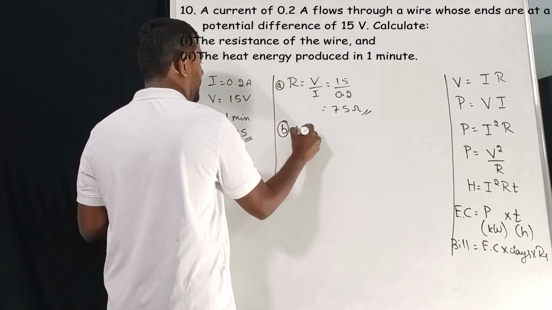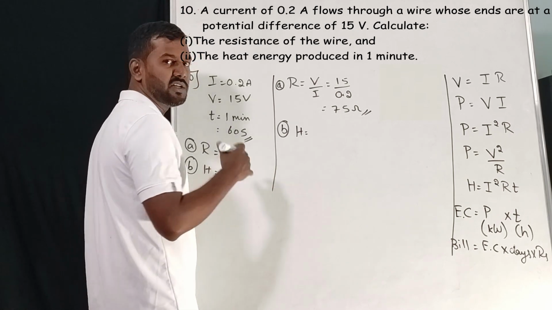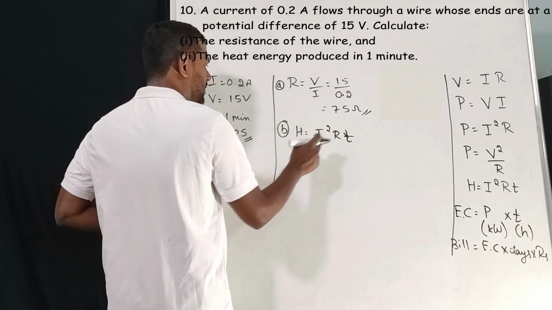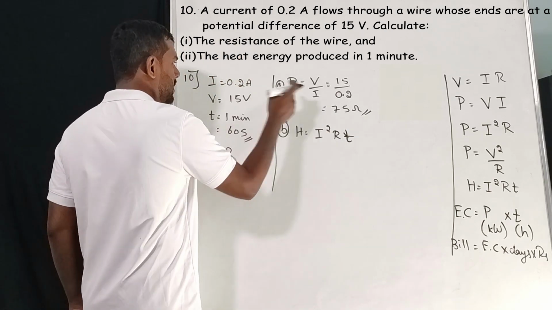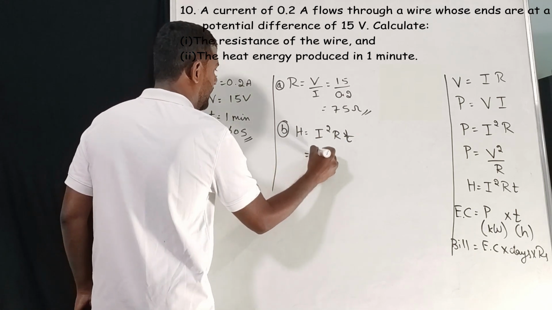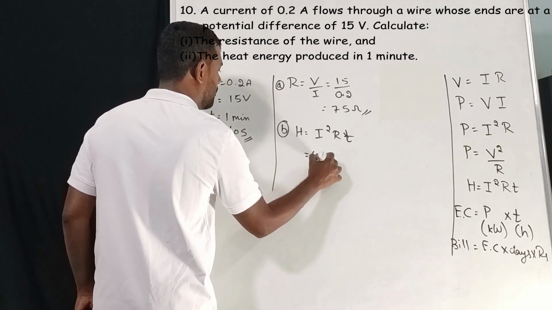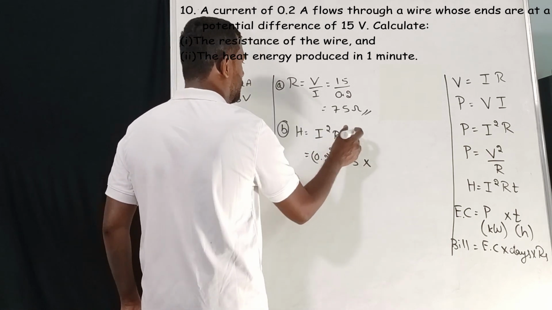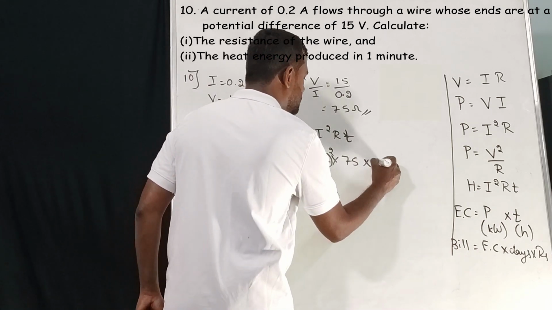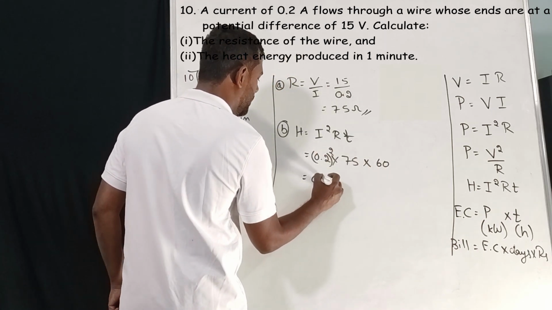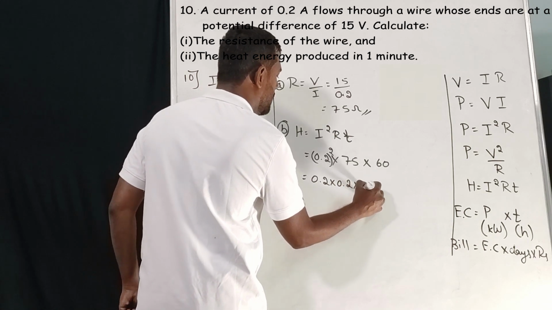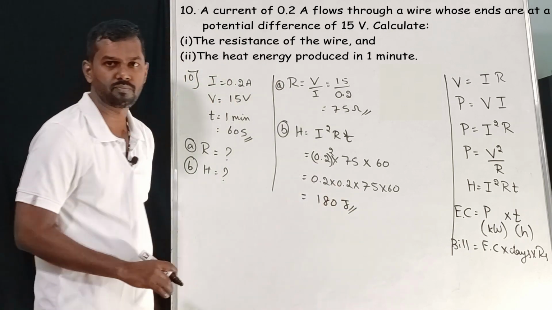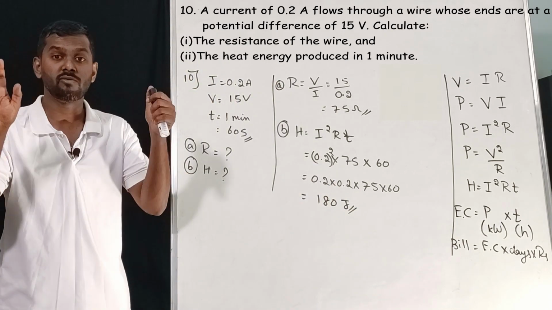Second, we need to find H. What is H? Heat energy generated. Formula is I squared R into T. All the values are there, right? I is given, just now we found R, T is also given. I is 0.2 squared, into R, that is what we found now, 75, into time. Time should be in terms of seconds, so that is 60. So 0.2 into 0.2 into 75 into 60, the answer will be 180 joules. That's it. See, if you know the concept, you can find answers.